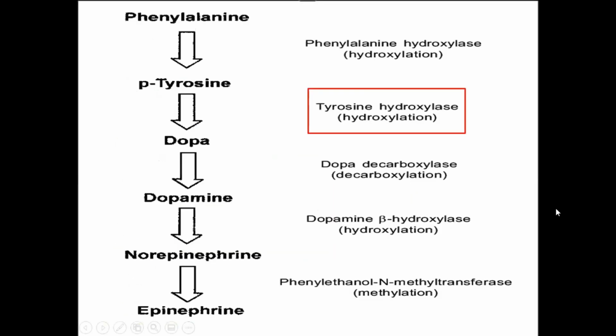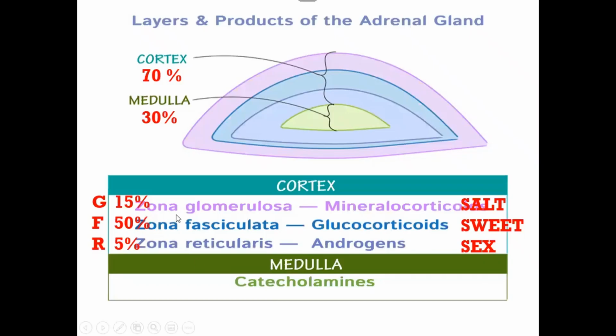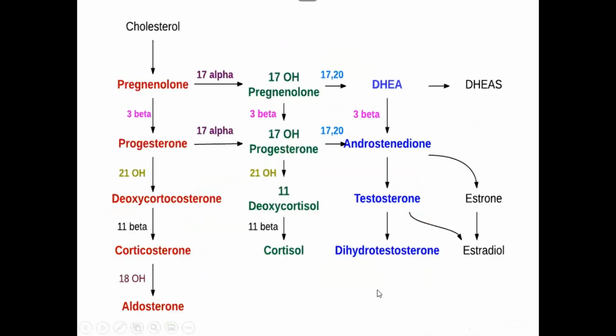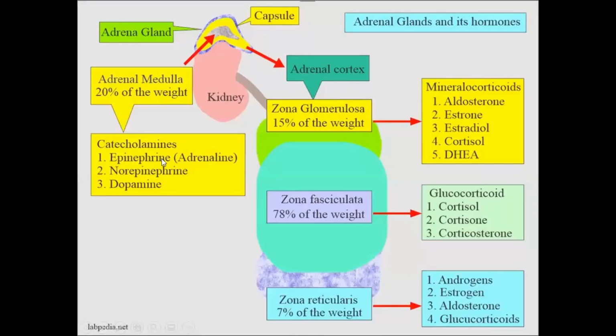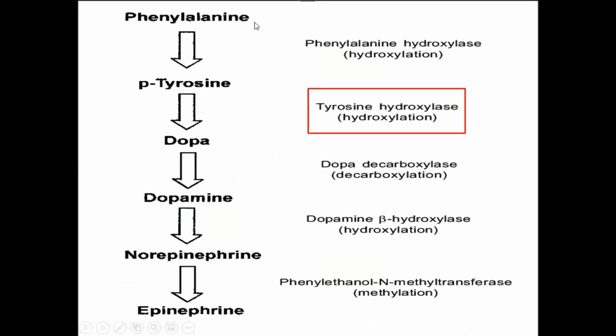Next, we go to the medulla. We talked about the cortex, now we go to the medulla. The medulla produces catecholamines. So what are the catecholamines? As I mentioned, catecholamines are epinephrine, norepinephrine, and dopamine. So this is your catecholamine synthesis. Catecholamine synthesis starts with phenylalanine. Phenylalanine is your precursor.